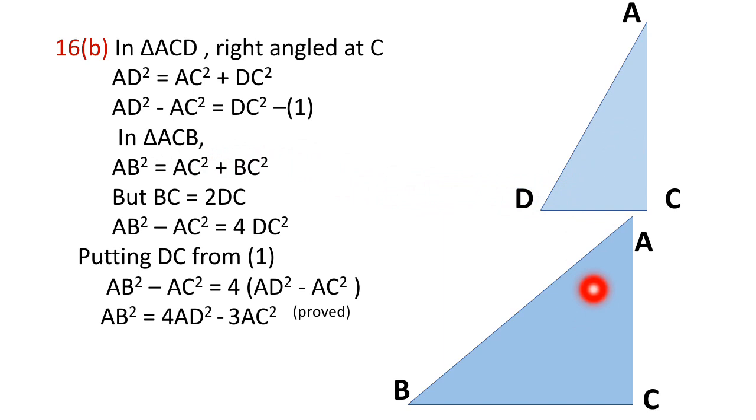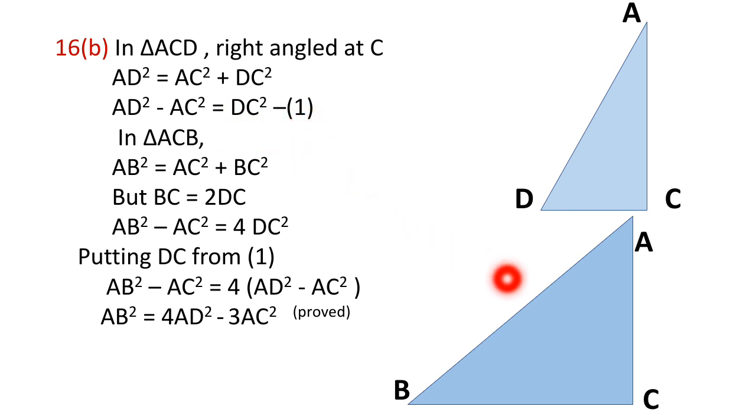First, we are going to consider this triangle ACD with the right angle at the point C. So we can use the Pythagoras theorem, and here this DC is taken on the right hand side, because in the proof part there is nowhere DC. So that's why I have taken out DC on one side, and this is marked as equation 1.